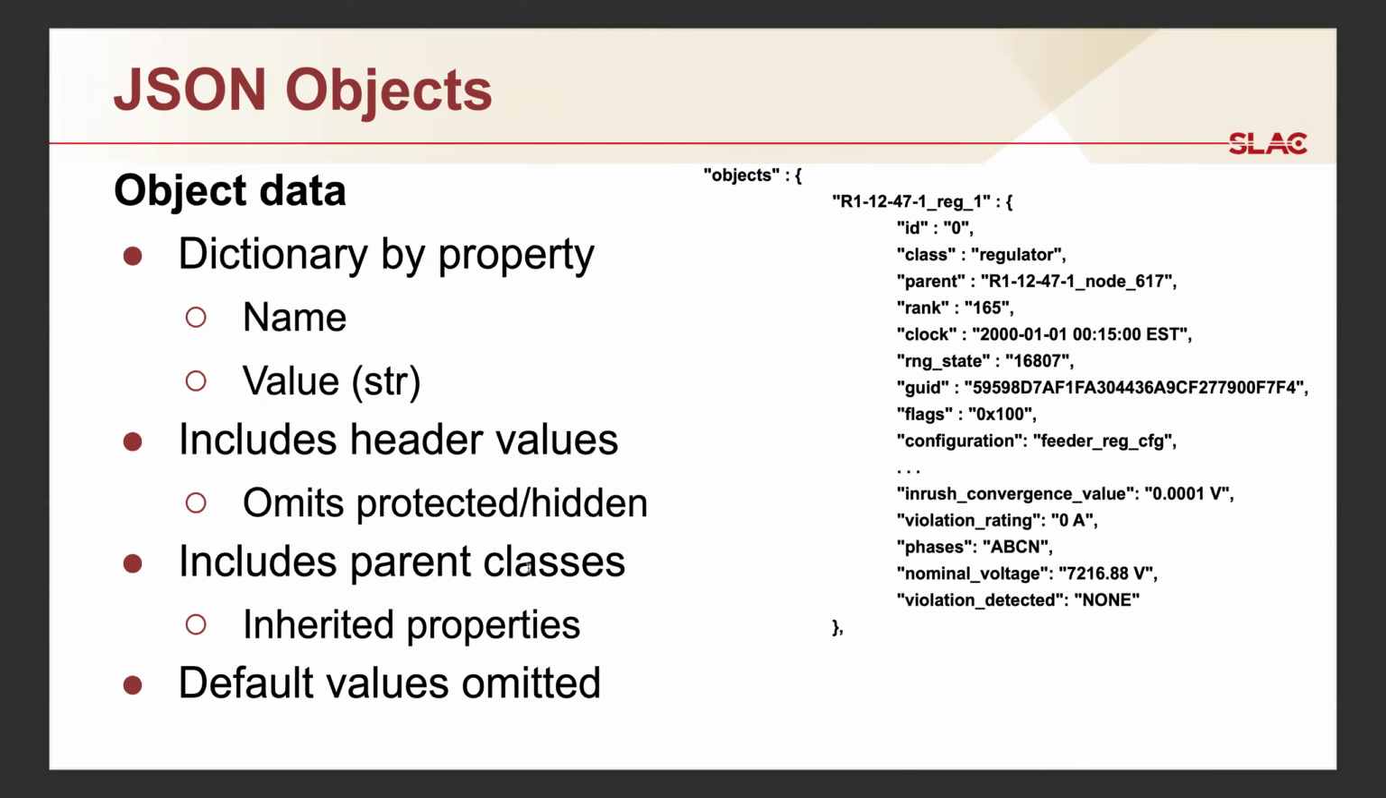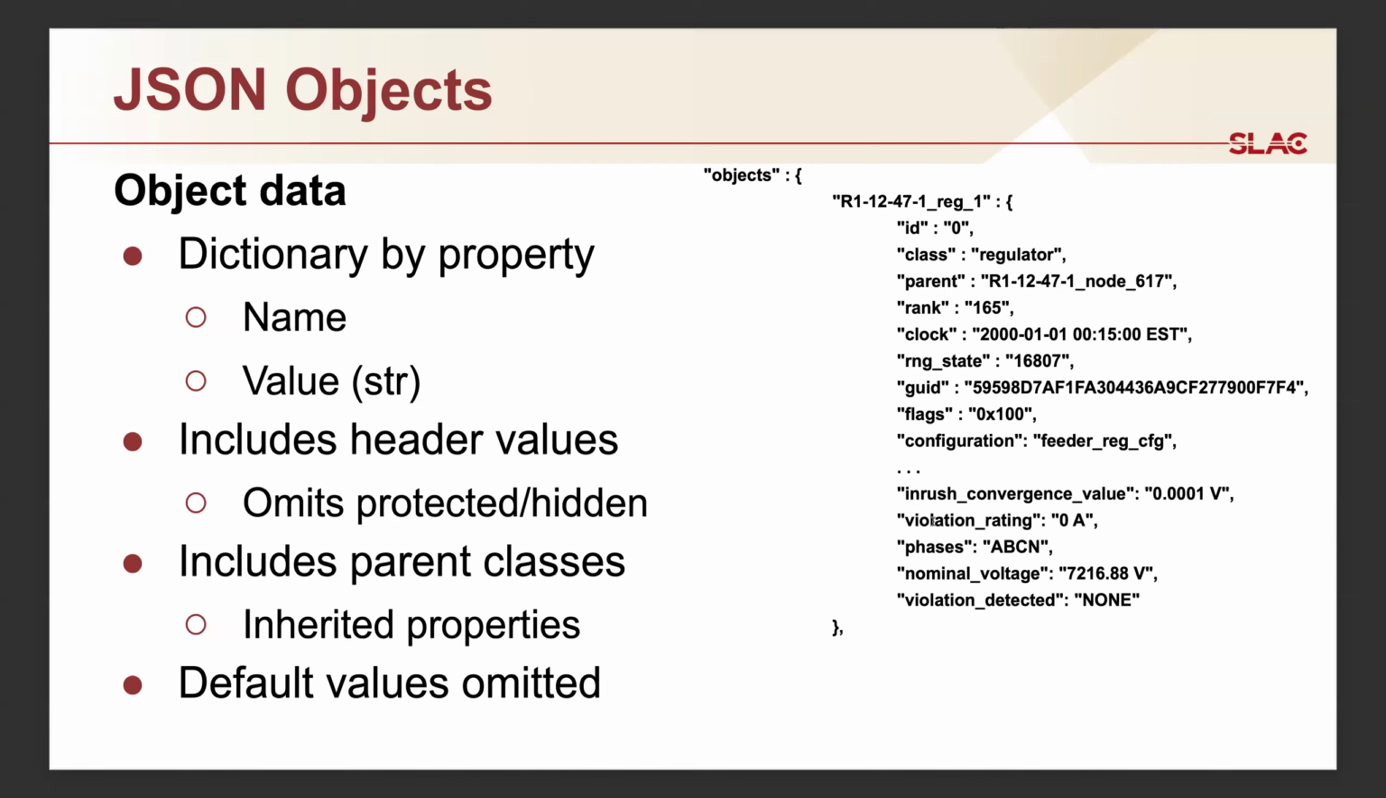And then finally, all the objects are enumerated. They are listed by their object name. And then all the information related to the object, including all the header information, as well as all the properties of its parent classes and the class itself are included. So everything is listed. All the values are given as strings so that they can be interpreted by the program that reads them in a consistent manner.